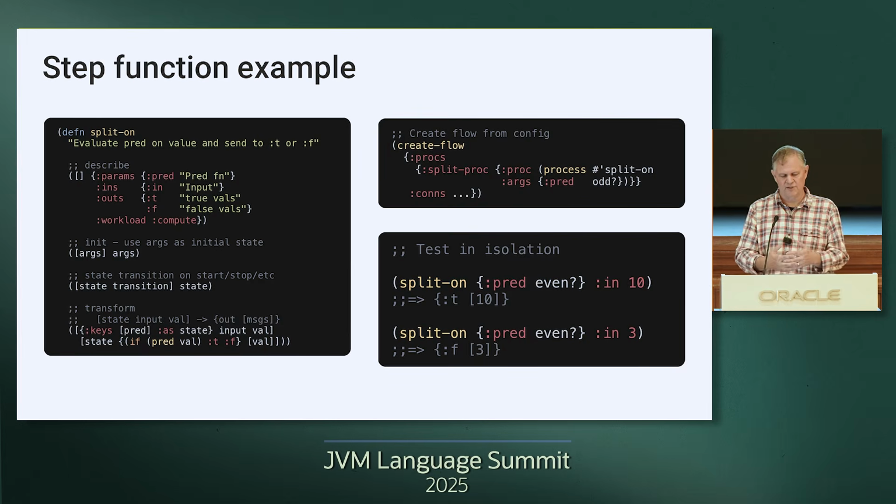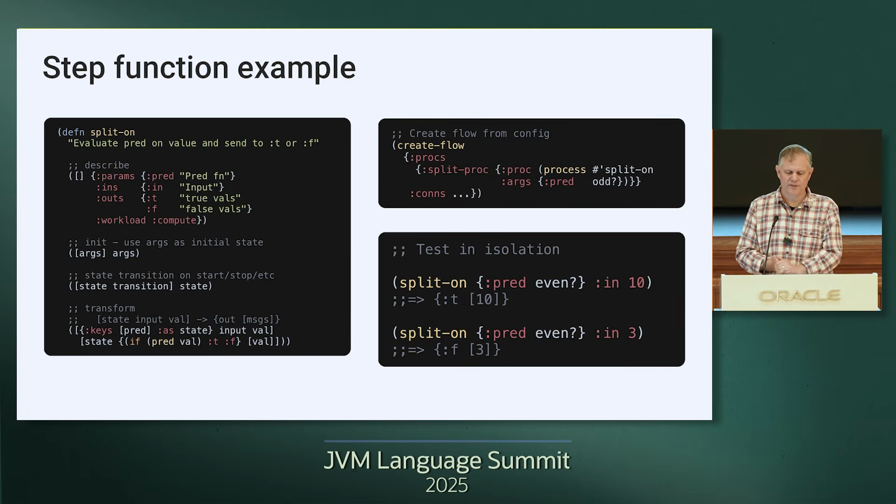The init basically takes arguments coming from the flow and returns the initial state. In this case, it's just going to be a map that contains a pred key. State transitions is for start, stop, pause, resume, which doesn't really do anything. And then the transform is the part that says, I'm going to take my state, in particular get the predicate out of it. And then I'm getting, on some input channel, a value. And I'm going to return the updated state, which isn't changing. This is a pure step function, so it's not changing the state at all. And then I'm going to return the value on either the T or the F channel, depending on whether pred val returns true or false.